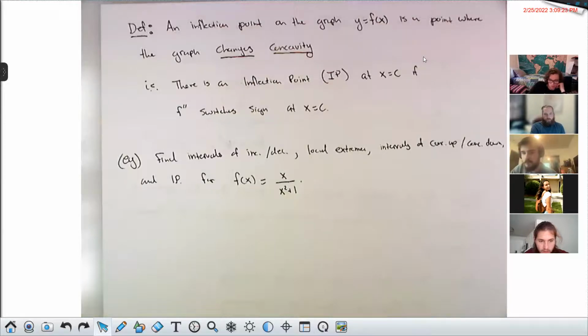So for the first two things, intervals of increase and decrease and local extrema, I need the first derivative test, right? If I only cared about local extrema, maybe I would jump to the second derivative test, but they've also asked for intervals of increase and decrease. So there's no sense in wasting time. We just go to the first derivative test.